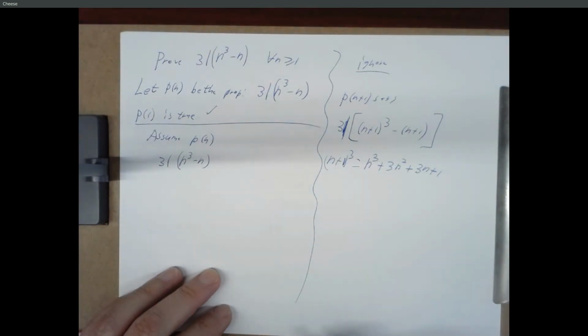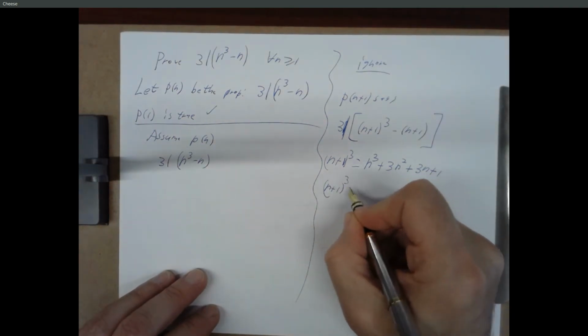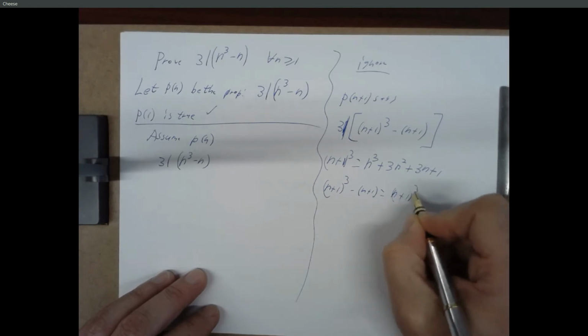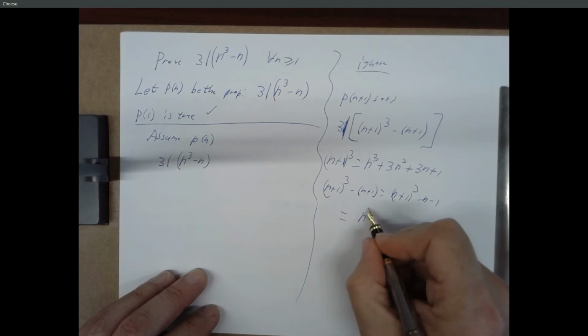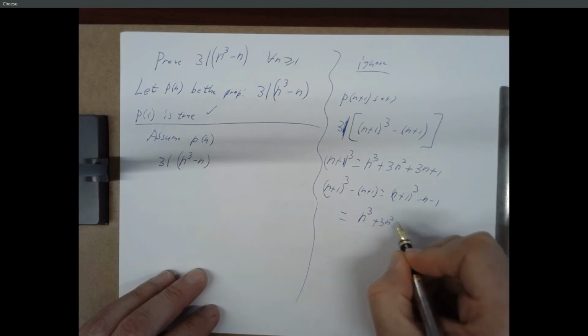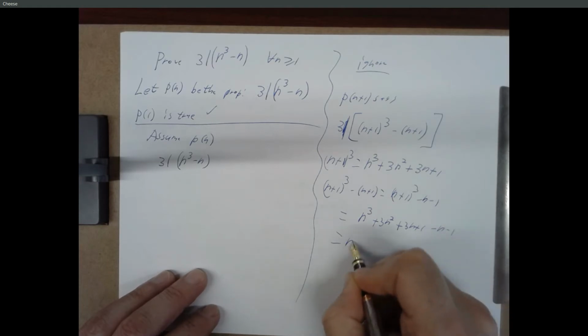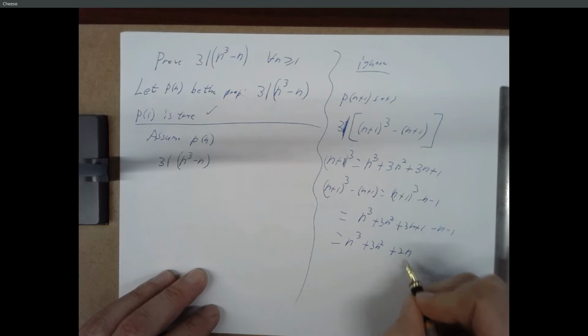Okay, so this is (n plus 1) cubed. So (n plus 1) cubed minus (n plus 1) is (n plus 1) cubed minus n minus 1, which is going to be n cubed plus 3n squared plus 3n plus 1 minus n minus 1, which is n cubed plus 3n squared plus 2n.